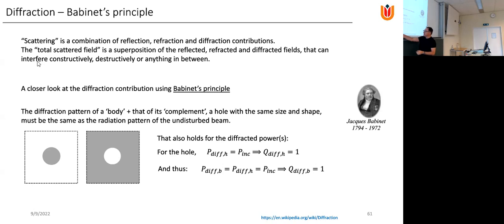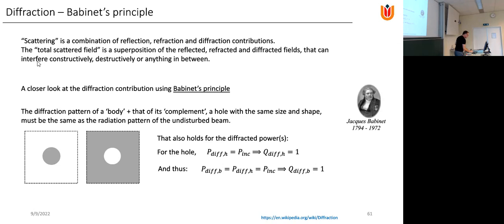Now, the amount of light that is incident on the particle, or the amount of light that is incident on the hole, is exactly given by the geometrical cross-section. So that means that there is also an efficiency for diffraction that's equal to 1. So we now have the situation where we had an efficiency for reflection and refraction that was equal to 1, and we have an efficiency for diffraction that is equal to 1.